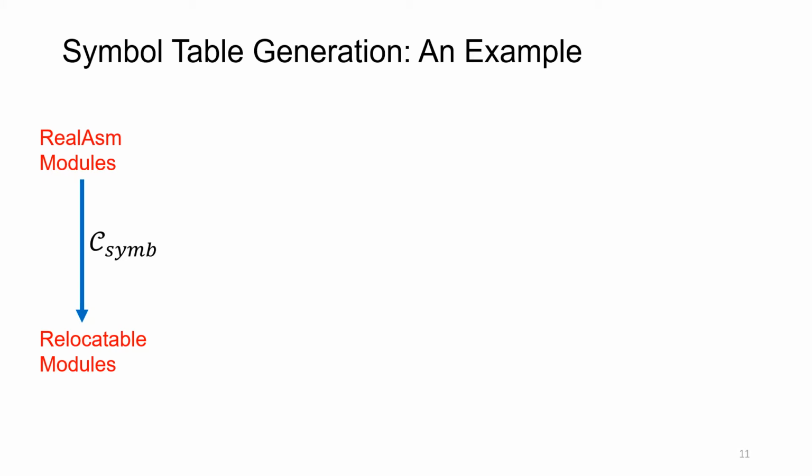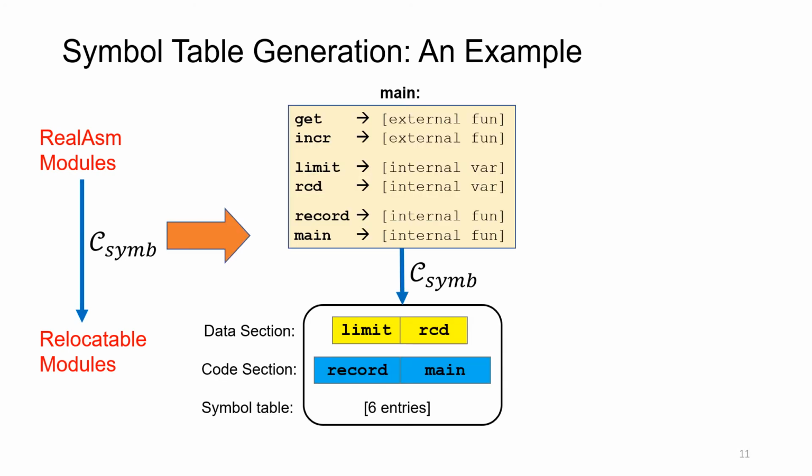C modules are first compiled into real ASM modules and then to relocatable program modules by the symbol table generation. Note that real ASM modules are sets of definitions. For example, the main module is compiled into a real ASM module containing 6 definitions: 2 external functions, 2 internal global variables, and 2 internal functions.